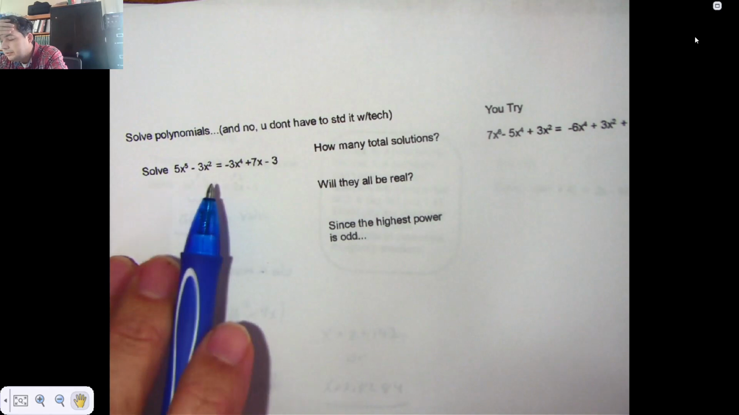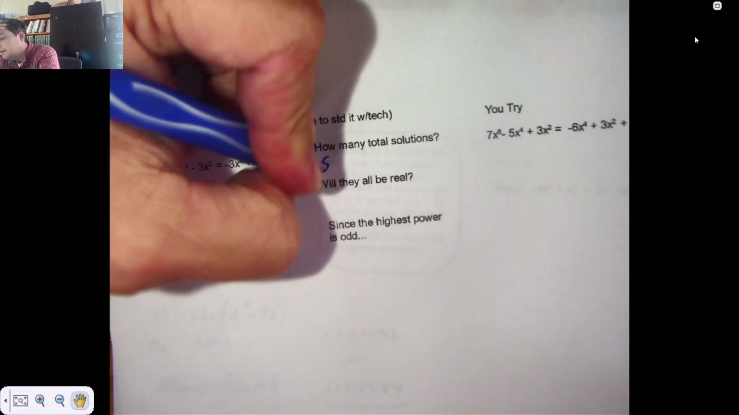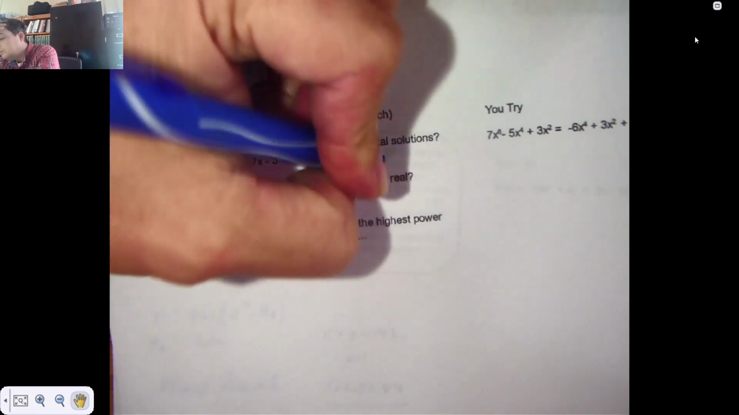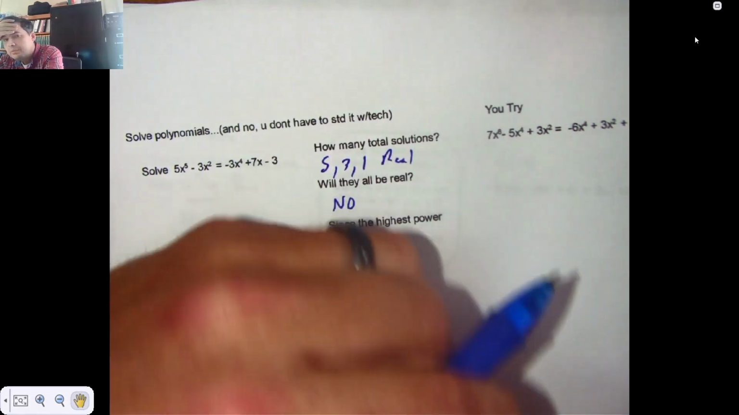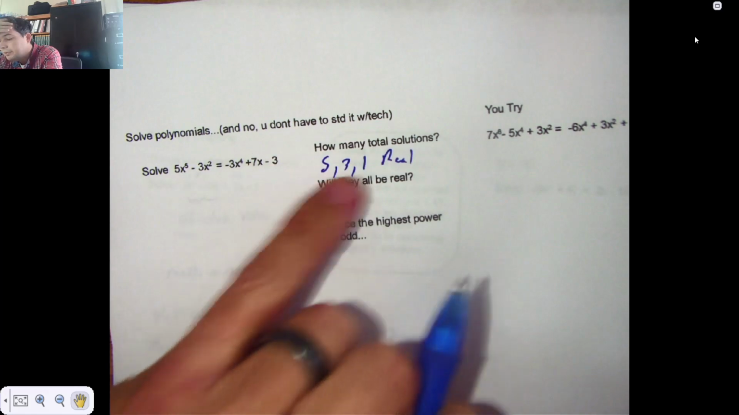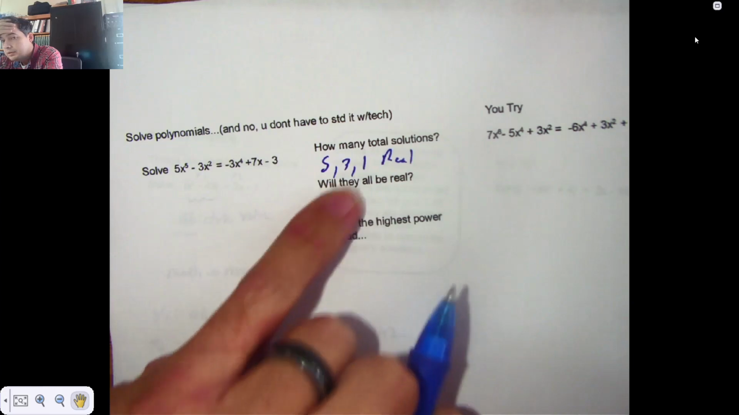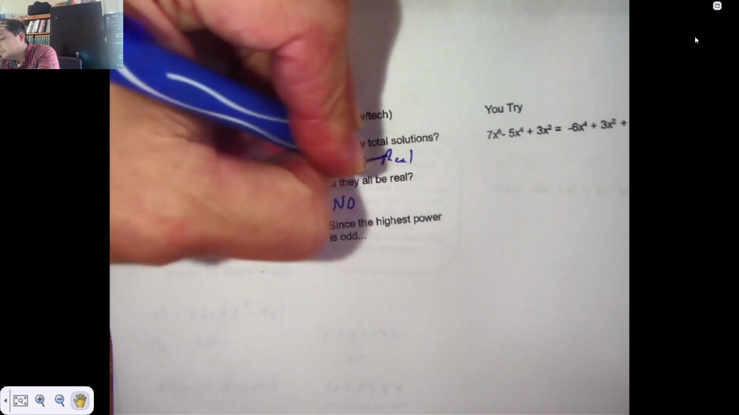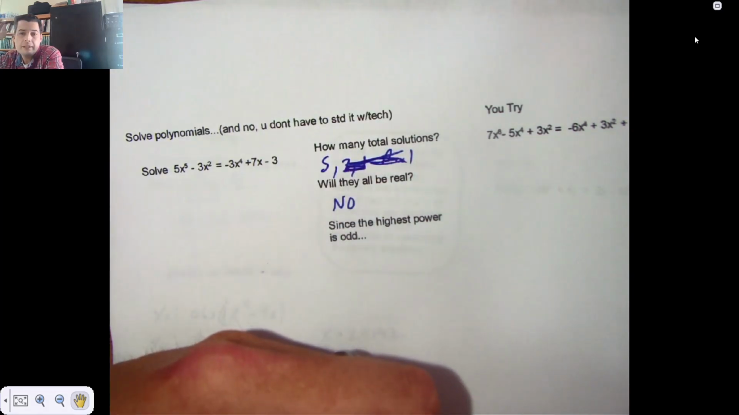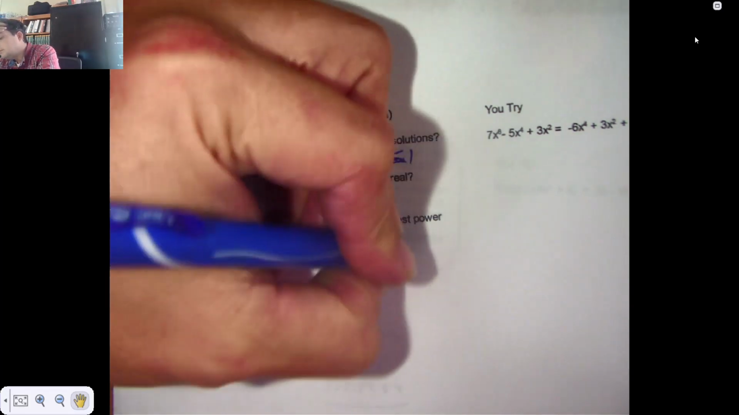There's a solved polynomial. By the way, how many total solutions does this guy have? The exponent is 5. It will have 5, 3, or 1 real. Will they all be real? No. But I could have upwards of 5. The reason I said 5, 3, or 1 is because that's an odd exponent. There will be 5, 3, or 1 real solution. The other ones might be imaginary. Since the highest exponent is odd, there will be 5, 3, or 1 real.